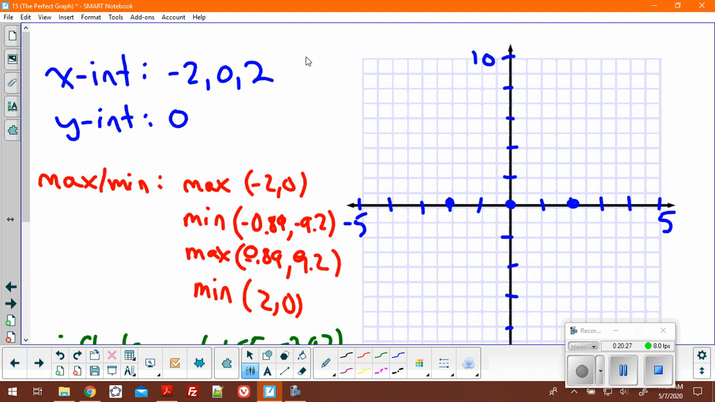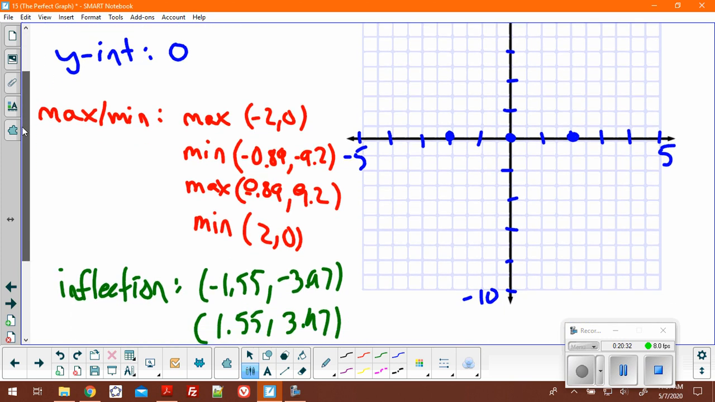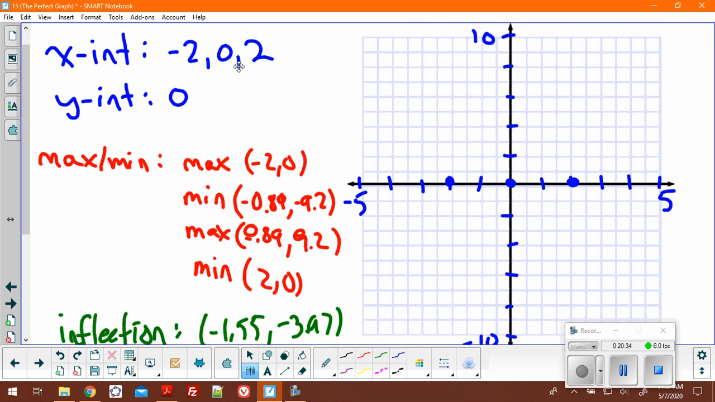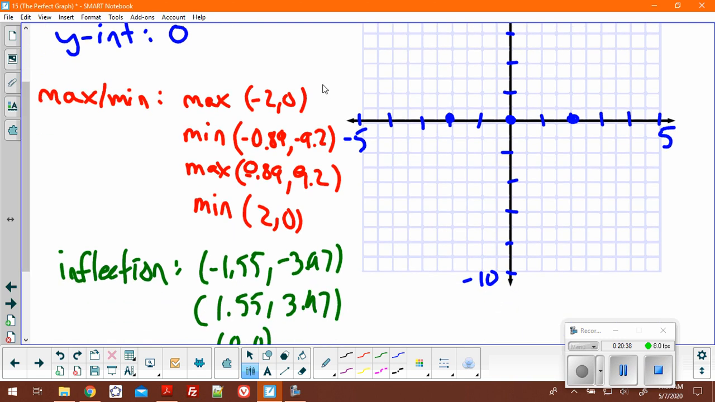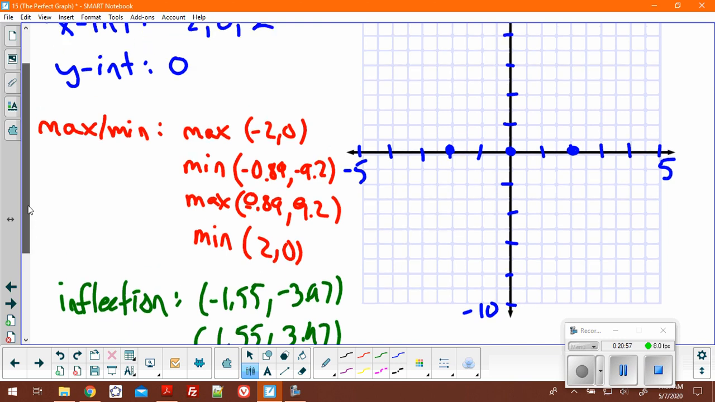Okay, so this is the summary chart that has all that stuff already done. So I had my roots, I had my y-intercepts. These are my local maxes and mins. So some of them are nice, right? These happen to be where the roots are. For the minimums here, I have minimums at -0.89 and -9.2, and a max at 0.89 and 9.2. And here's the locations of my inflection points.